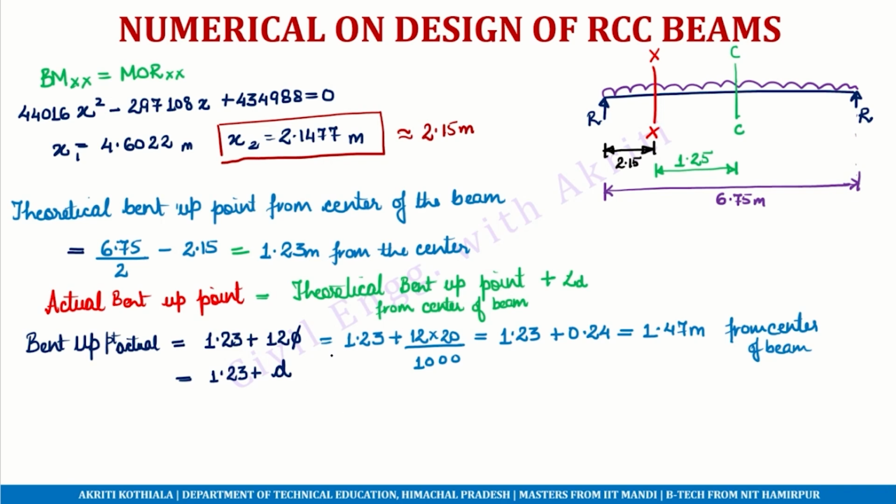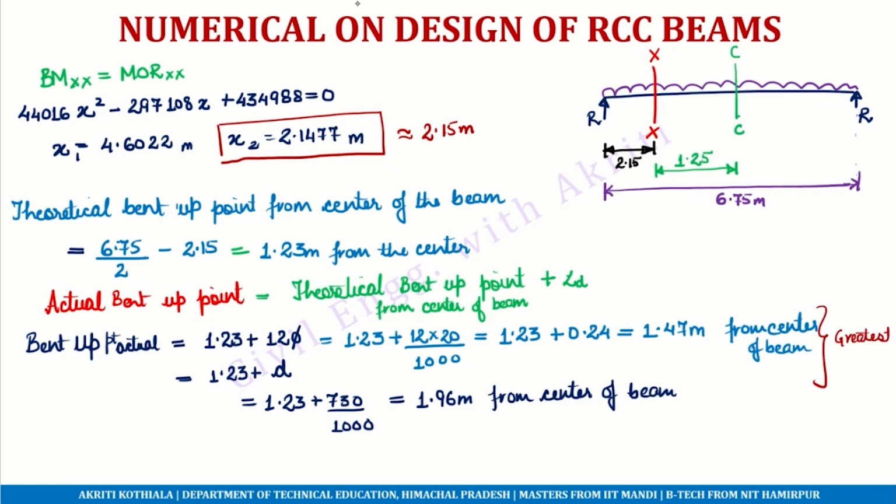Now the next part is 1.23 plus d. So 1.23 plus 730 divided by 1000. Again, 730 is in mm and we have to convert it into meters. So this sums to be equal to 1.96 meters from the center of the beam. We have to take the greater value. So 1.96 m is the greater value.